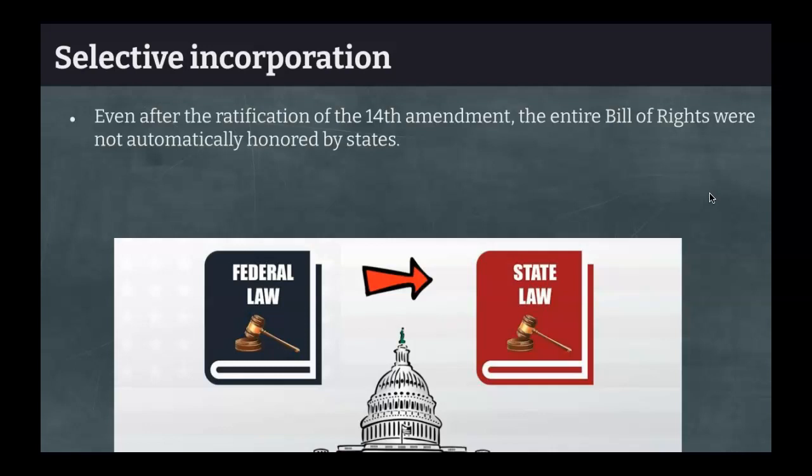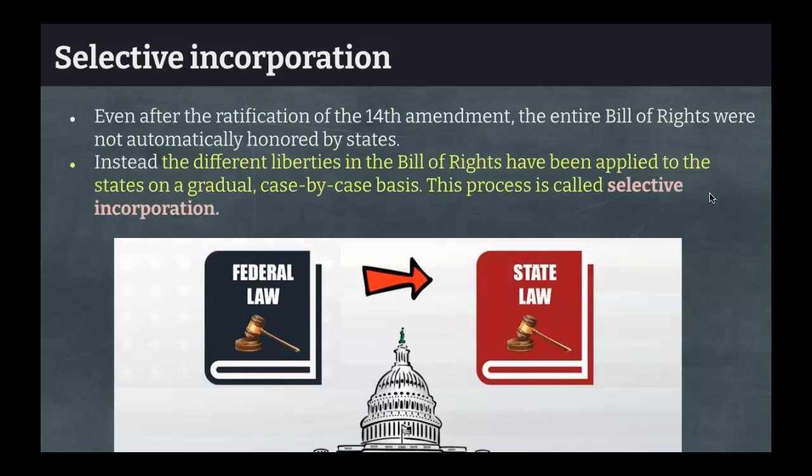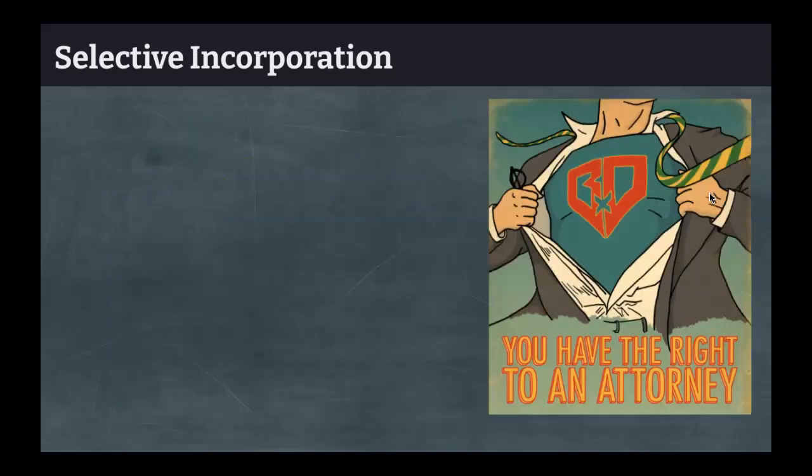Even after the ratification of the 14th Amendment, the entire Bill of Rights was not automatically honored by the states. They basically pretended that they didn't have to follow the 14th Amendment. So the different liberties in the Bill of Rights have been applied to the states on a gradual, case-by-case basis. This process is called selective incorporation. So one case at a time, the people of states have sued the states for their rights as spelled out in the Bill of Rights, and it's taken almost 2 centuries for some of those rights to be fully applied at the state level.